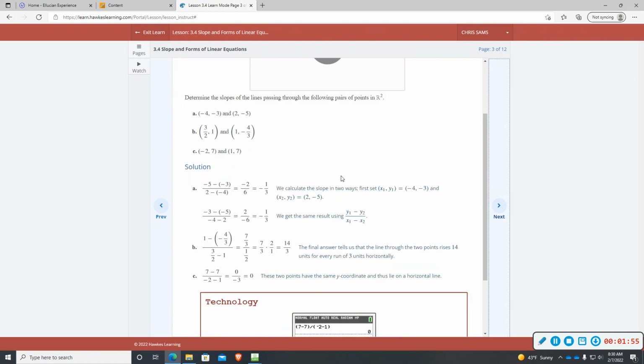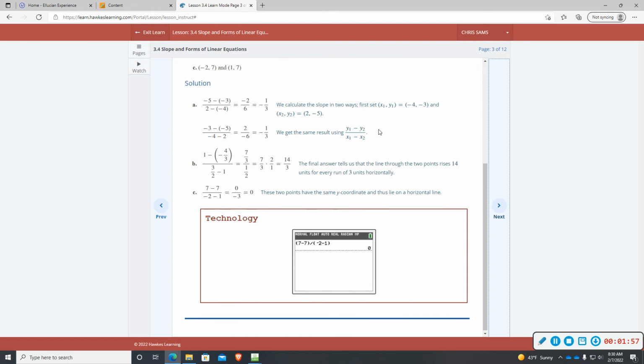And then here's some video examples of finding ordered pairs. You can also use technology to do it, but usually with adding and subtracting small numbers, you can do those by hand.